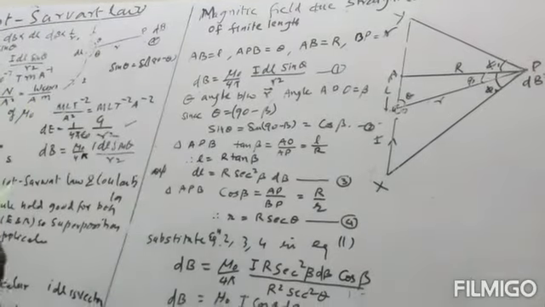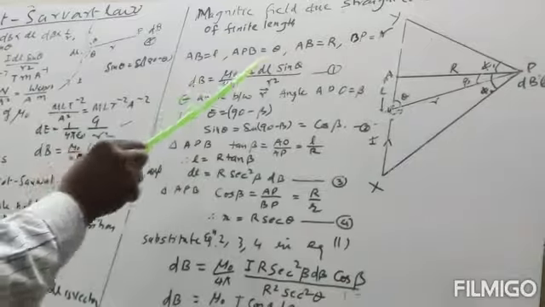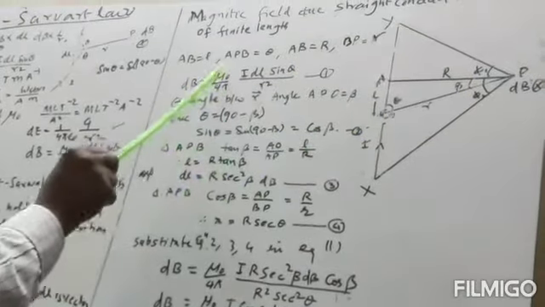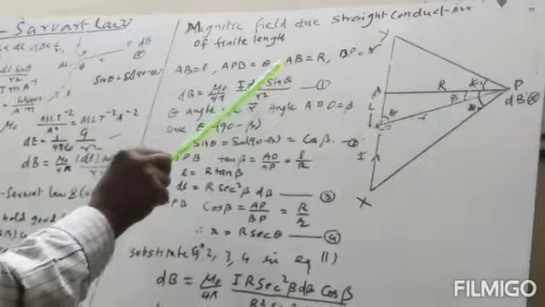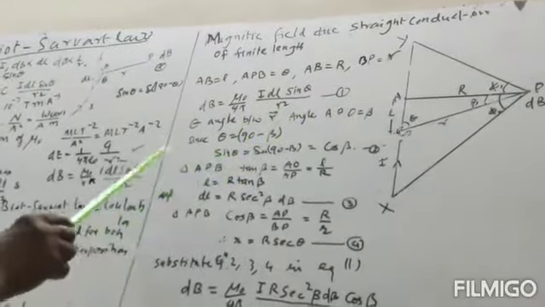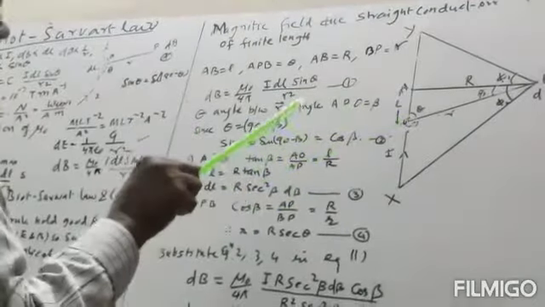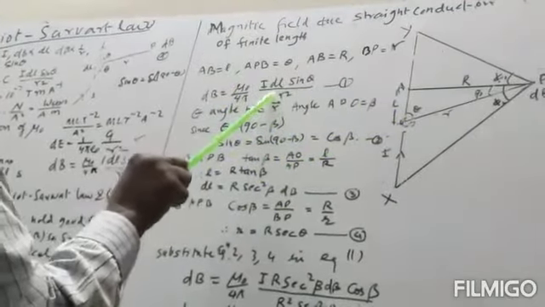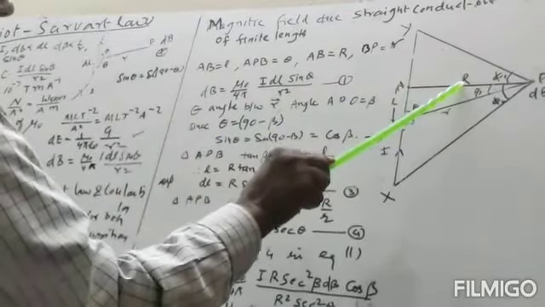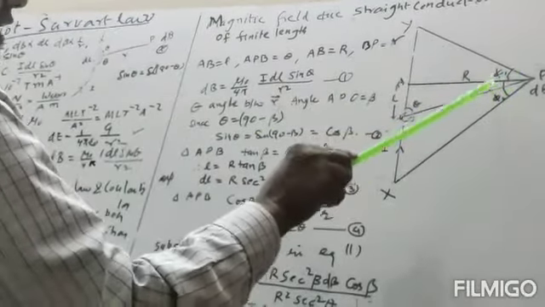Now from the Biot-Savart law, the magnitude of magnetic field due to this small dl at this point will be equal to mu 0 by 4 pi, I dl sin theta by r square. Now we will change dl, sin theta, and r in terms of capital R and angles phi, phi 1, and beta.